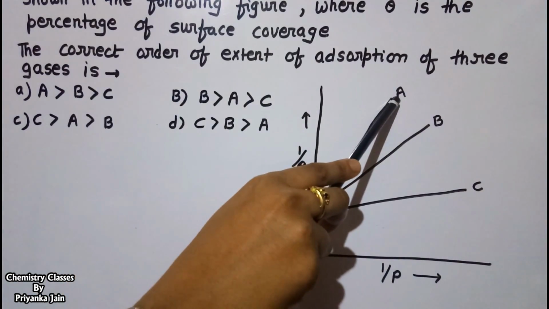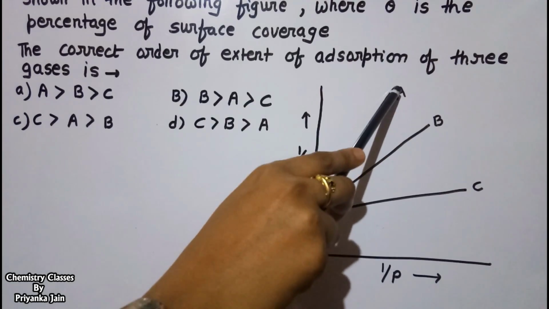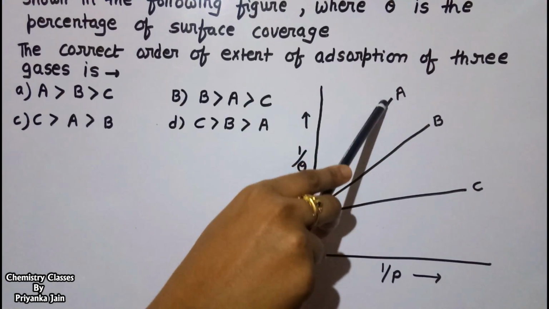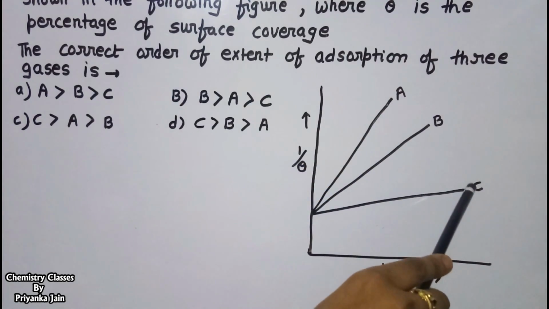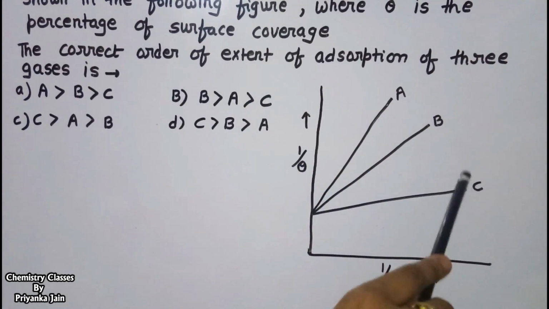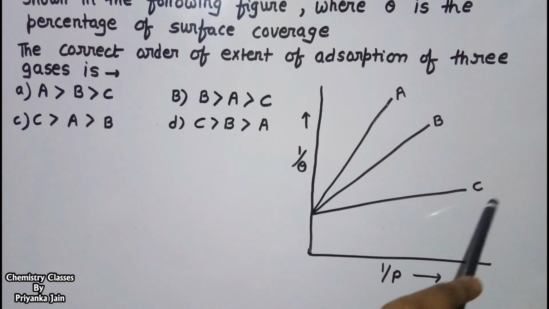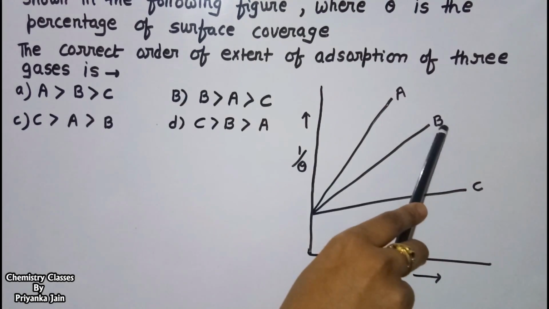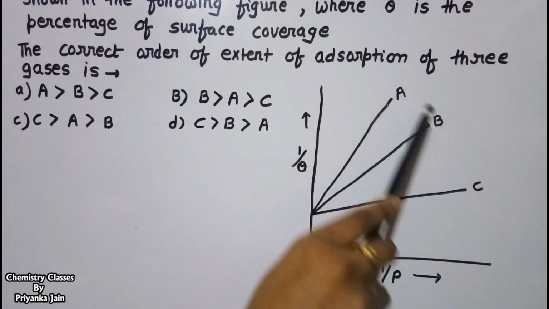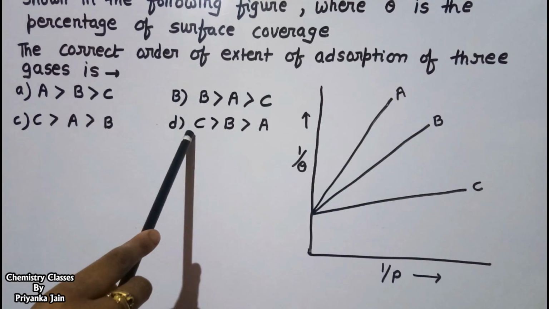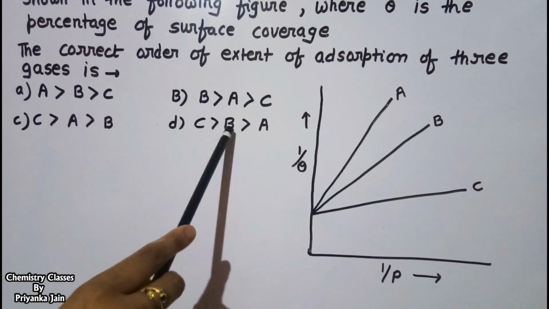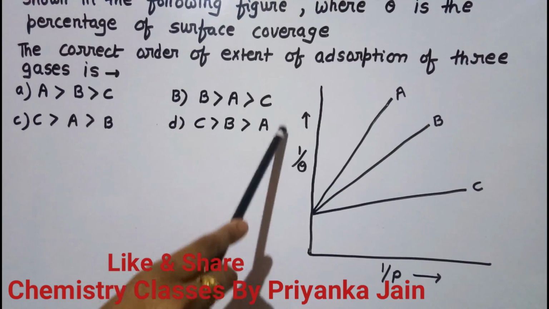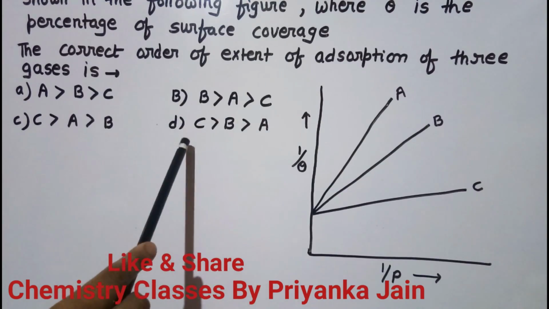So this gas A that has the highest 1 by theta value will have the lowest extent of adsorption, while this gas that has the lowest value of 1 by theta will have the highest extent of adsorption. It means for this the extent of adsorption will be highest, then for the next, and then for the last. So we can write option D, that is C at the highest rate of adsorption, then B, then A as the lowest one. So option D will be the right answer.